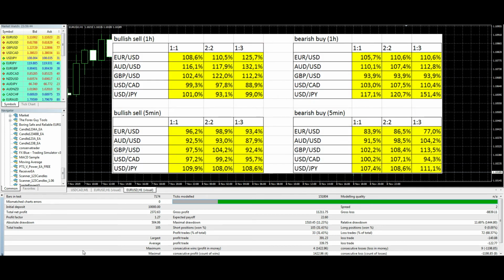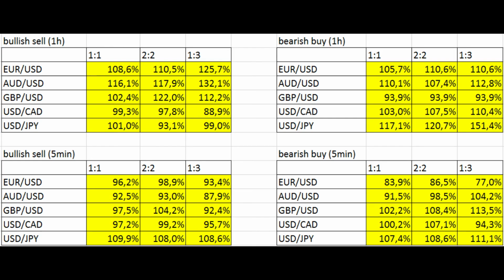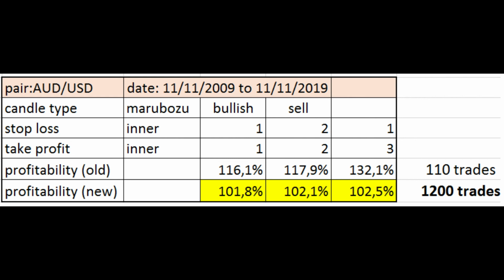And when I repeated tests for all the pairs, 5-minute time frame and bearish buy scenario, I got all results in these tables. As you can see, profitability for USD JPY bearish is more than 150%, which seems great, but it falls with a longer time period. That is my final test, phase 4.